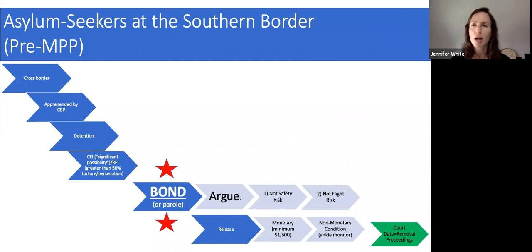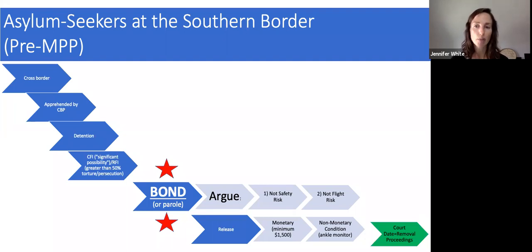So how does someone get bond? Like, how do they win on a bond case? Well, it's a two-pronged argument. The immigrant is tasked with proving that they're not a safety risk and that they're not a flight risk. And then if they succeed on that bond case, they're granted bond, they pay their bond, they're released. The monetary minimum for bond is $1,500.